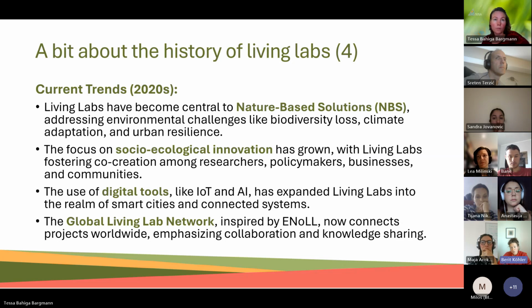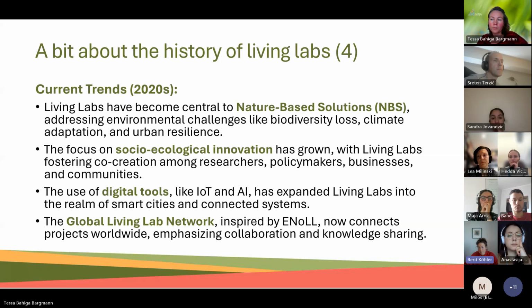Also, the use of digital tools like the Internet of Things and artificial intelligence has expanded living labs into the realm of smart cities and connected systems. So you find many examples of living labs also in this domain. And by now, there is a kind of global living lab network, which is inspired and, in my impression, also mainly facilitated by the European Network of Living Labs. It tries now to connect projects worldwide, emphasizing collaboration and knowledge sharing.